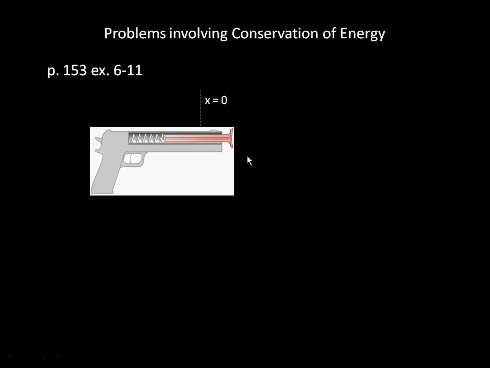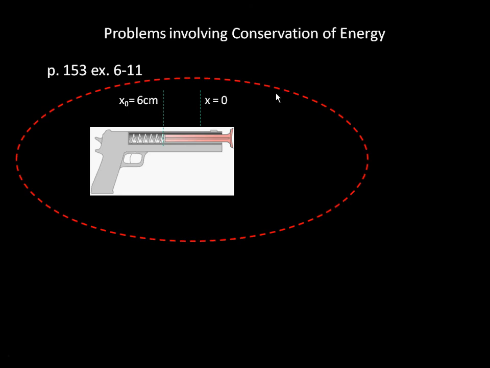So start by defining the origin of our coordinate system, and I'm going to set x equals 0 to be the point that you can't see on here yet, where the spring is relaxed, when there's no elastic energy stored. And the initial position for the whole system is that the spring is compressed by 6 centimeters at this point here. And having defined our coordinate system, we now need to define our energy system.